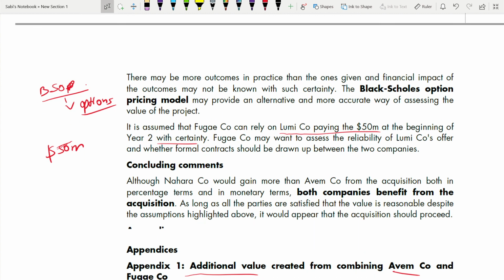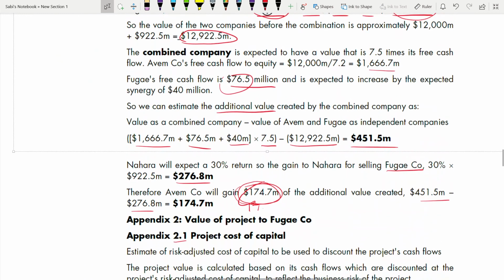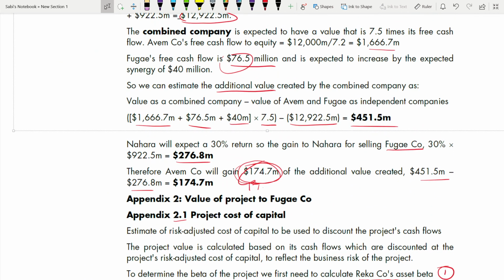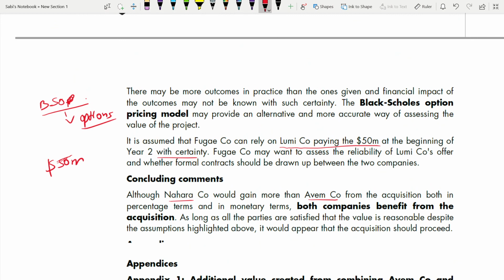Conclusion is also 4 lines. Although Nahara would gain more than Avem. Nahara will gain more than Avem. We saw Nahara is getting more than Avem. By now, if you forgot, then we'll go up and show. Again, there's no issue, you can go down. Yes, Nahara is having how much? 276.8, it is in bold, while Avem is having 174.7. So Nahara is having more. Nahara would gain more than Avem from the acquisition, both in percentage terms and in monetary terms, of course.